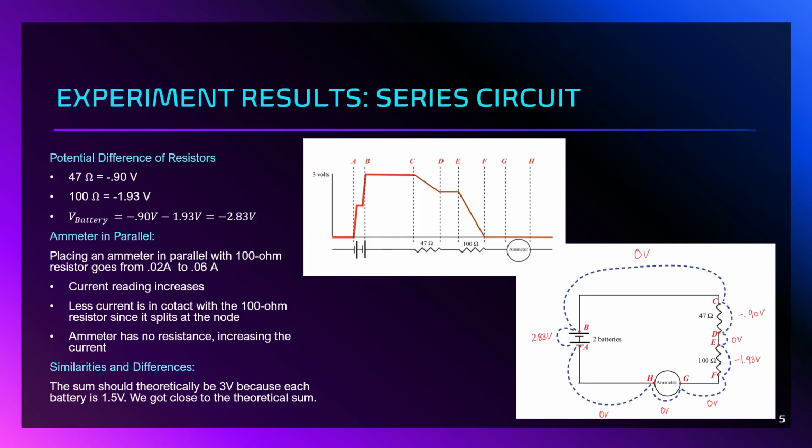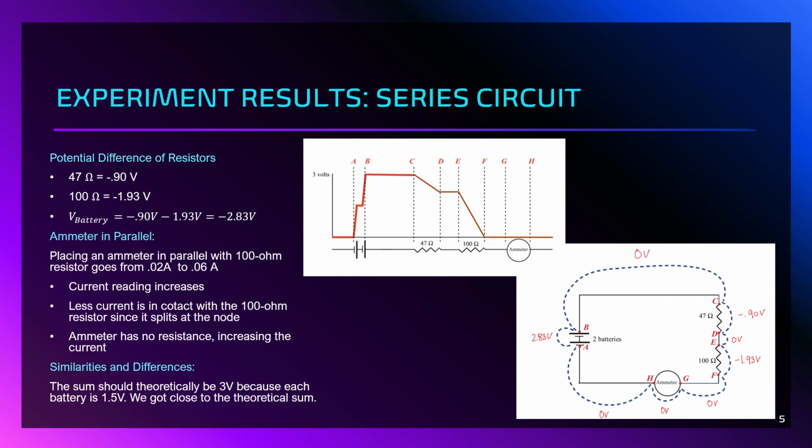Results for the series circuit. The potential difference that we found in this lab for the 47 ohm resistor was negative 0.90 volts. For the 100 ohm resistor, negative 1.93 volts. And then the sum for the battery, we got negative 2.83 volts.